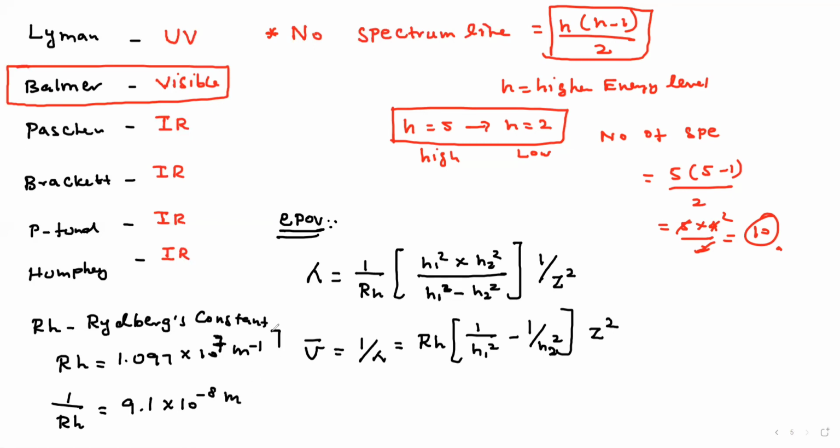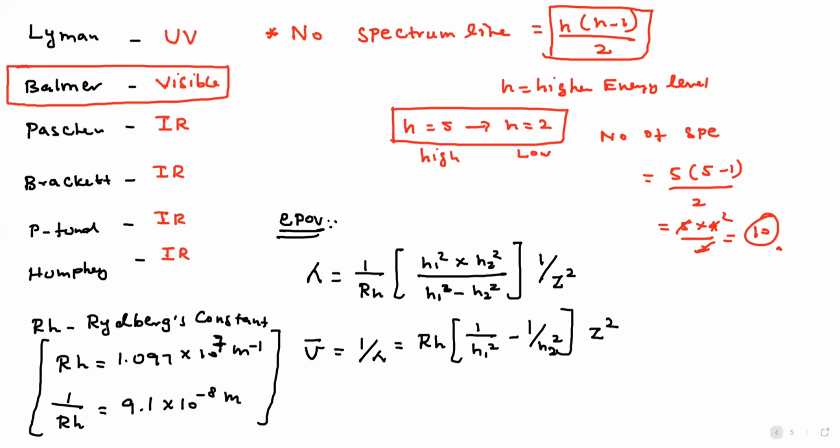Students, understand that in the NEET exam no calculator is allowed. We have to make a ready reckoner of values. We know RH is 1.097 into 10 power 7 meter inverse. What is 1 by RH? In the exam, calculating 1 by RH is very difficult, so we have to keep the ready value: 9.1 into 10 power minus 8 meter. Understand? Very, very important.